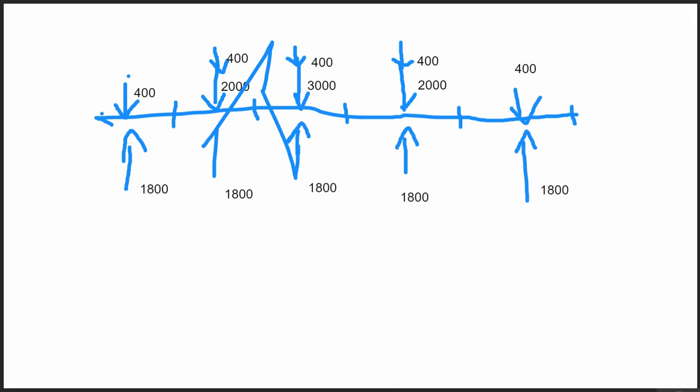If you put yourself, for instance, at the cross section at 20 meters, how do you calculate your shear forces? You sum up all the forces you encounter from left to right, which is 1,800 minus 400, which is 1,400. Those are the shear forces at 20 meters. What are the bending moments at 20 meters? All the forces multiplied by the respective arms.